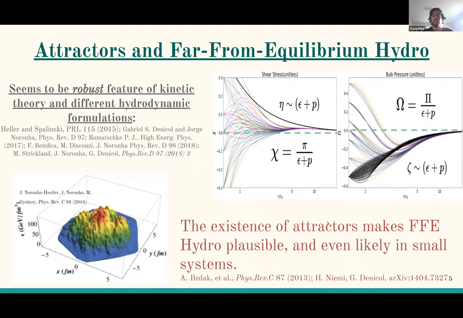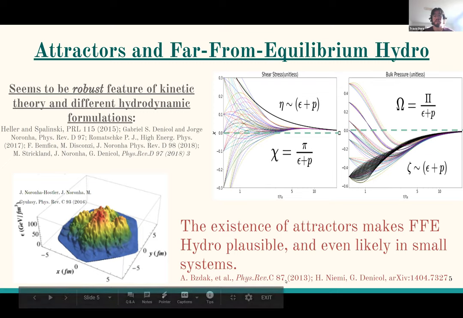So the existence of these attractors makes far from equilibrium hydrodynamics plausible, because your system quickly converges from a far from equilibrium state to something that can be described well by hydrodynamics. And it makes it even likely in small systems.